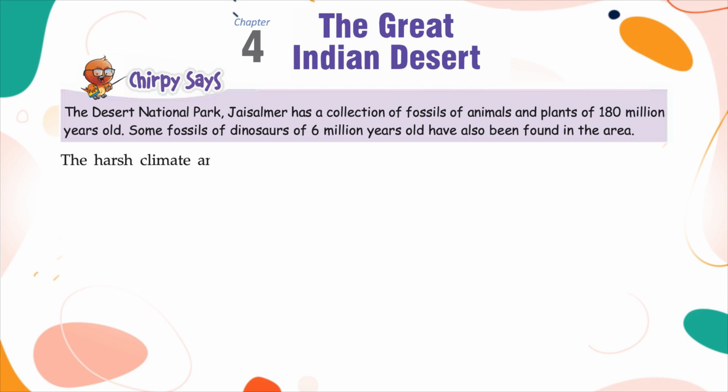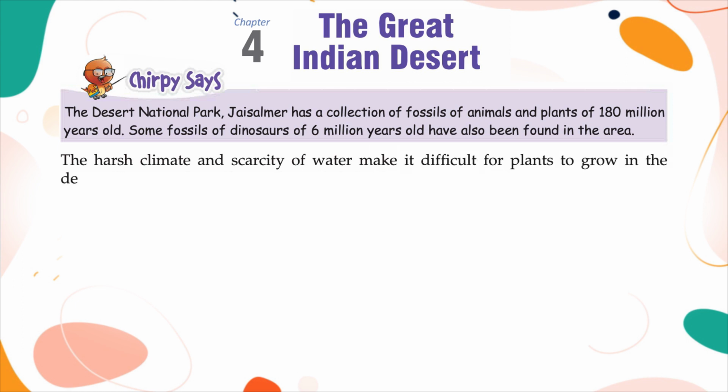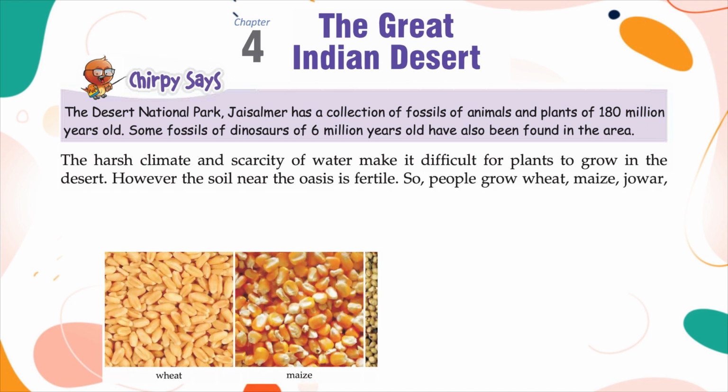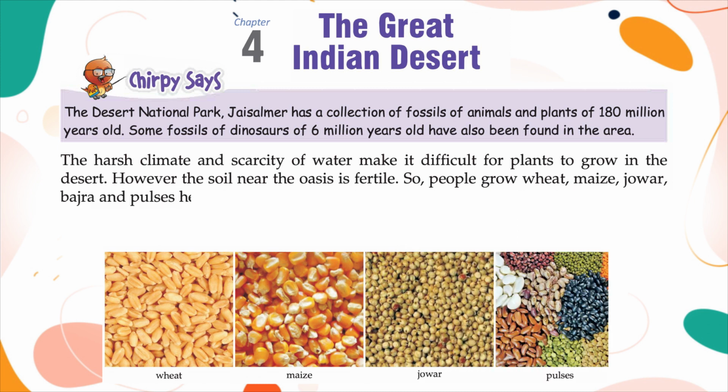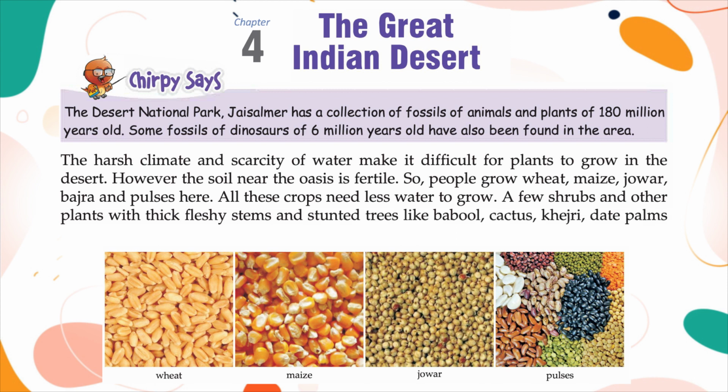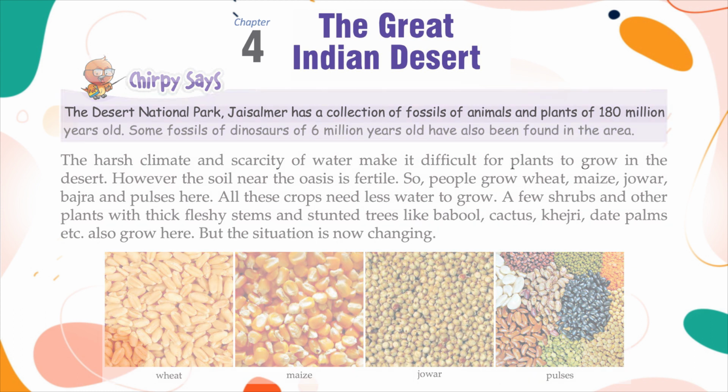The harsh climate and scarcity of water make it difficult for plants to grow in the desert. However, the soil near the oasis is fertile. So, people grow wheat, maize, jowar, bajra, and pulses here. All these crops need less water to grow. A few shrubs and other plants with thick fleshy stems and stunted trees like babool, cactus, khejri, date palms, etc. also grow here. But the situation now is changing.